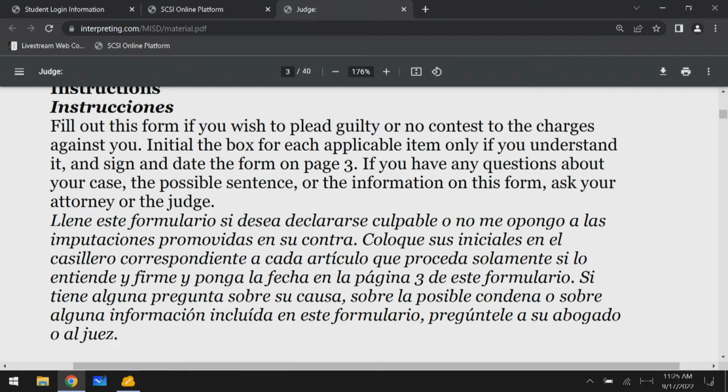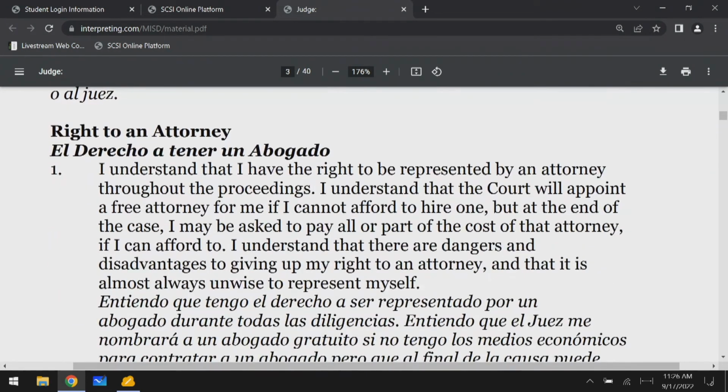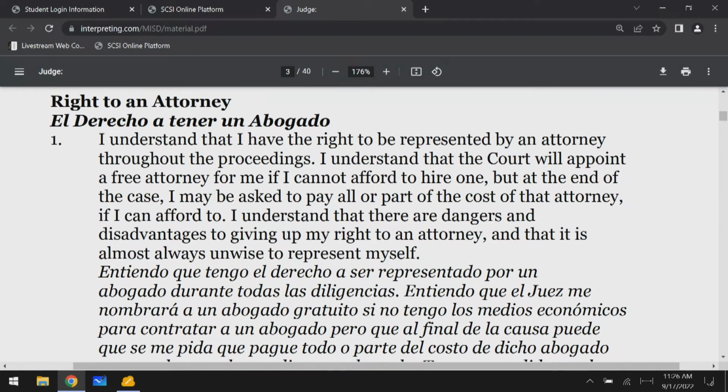"Charges against you," from here, "initial the boxes." How do I say that? So I create a flashcard that says "initial the boxes," coloque sus iniciales, ponga sus iniciales, okay? En el casillero. "For each applicable item, you understand, sign it. If you have any questions." "The possible sentence," or what sentence? Oh, sentence is condena, right? So the possible sentence, la posible condena. So you create a flashcard, and you do this on a continuous basis. That's the first step. And here you're going to have your rights.